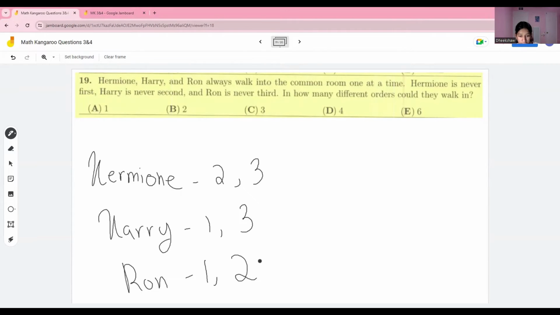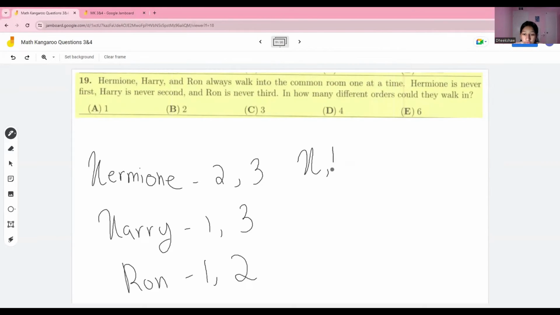Okay, let's try to satisfy this. So Harry, which I will depict with an H, Harry can be first once. Hermione can be second, but Ron cannot be third.